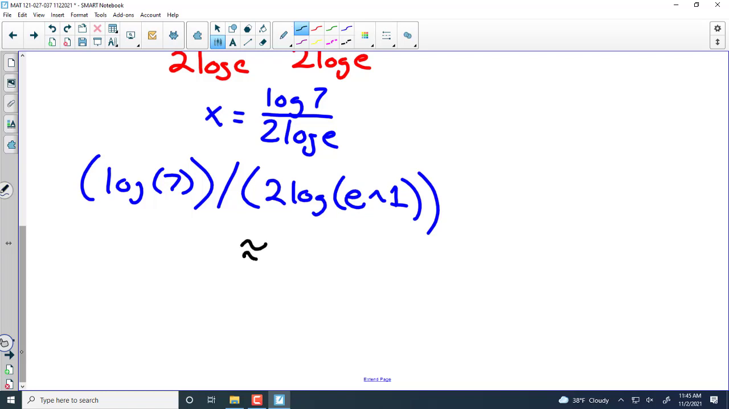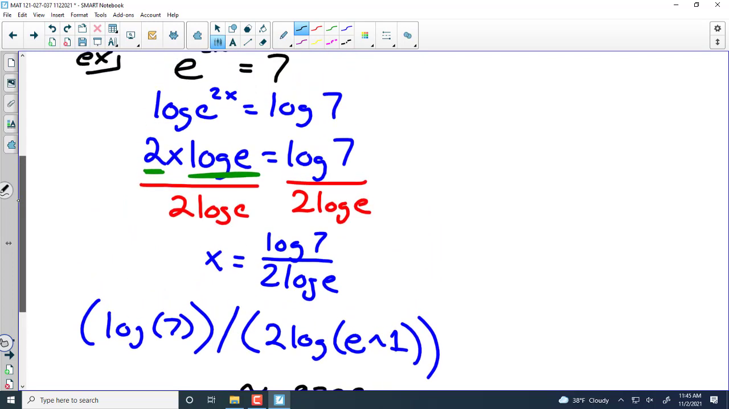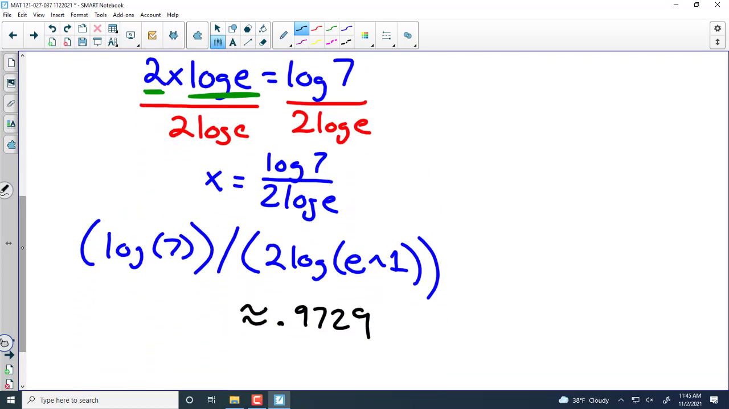This is going to be 0.9729. And I'll tell you, everyone, there's nothing mathematically wrong with the way I solved this problem. This is a correct answer. But it looks pretty bad. It looks long and it looks like it was hard.